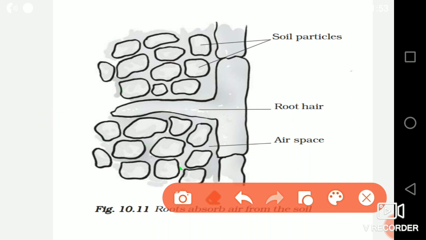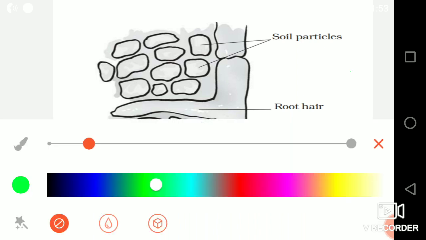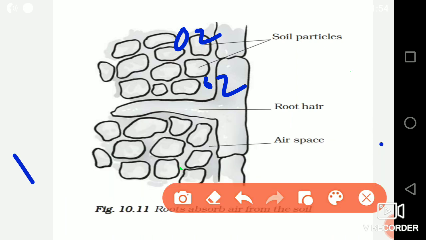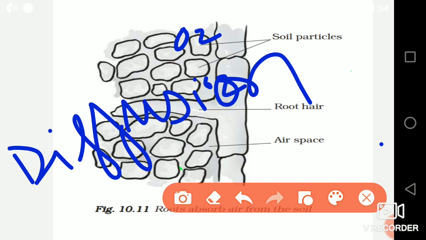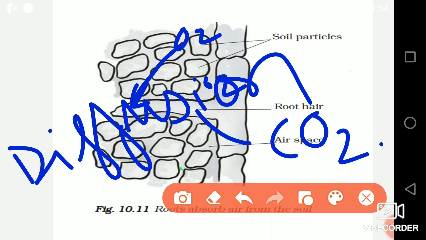The soil particles have oxygen dissolved in them. By the process of diffusion, this oxygen will enter inside the root hair, and then the respiration process will be done. After that, the root hair will release carbon dioxide. So this is the respiration process which takes place in the plant also.